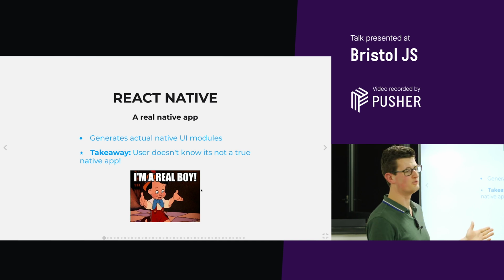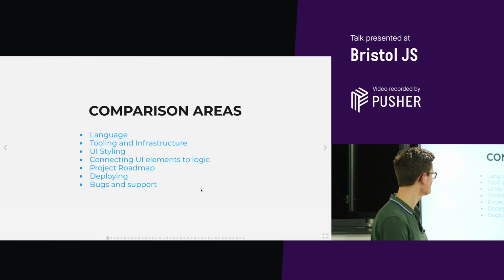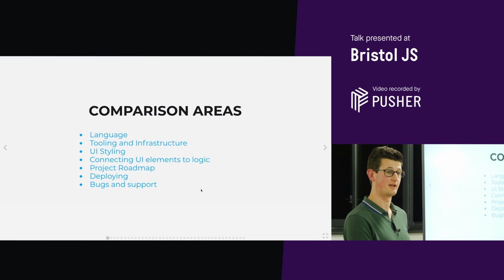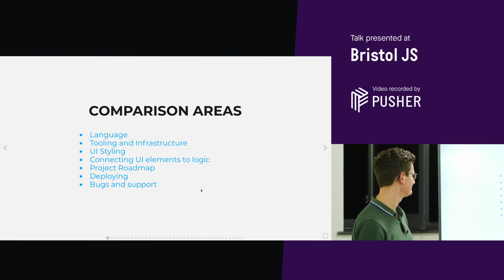So a user wouldn't know unless you told them necessarily that they're working with a React Native application, which I think is really exciting, building a JavaScript app that actually becomes a real native mobile app. So these are the different areas I'm going to talk about and the comparisons between the three different approaches, which is working with React applications, working with React Native applications, and then the iOS applications.